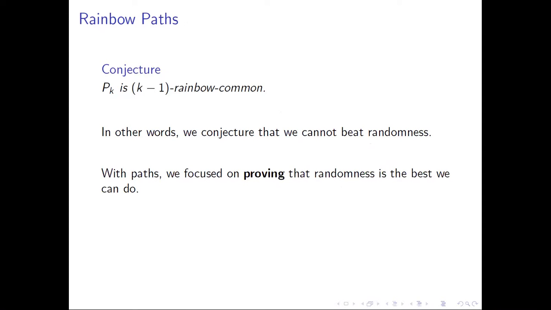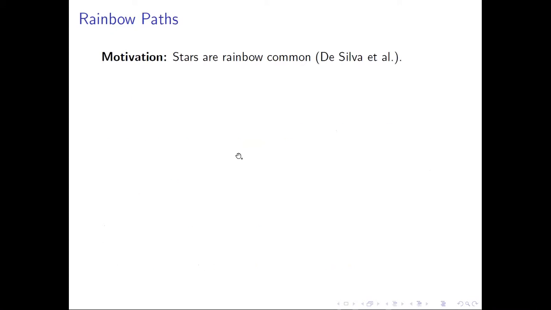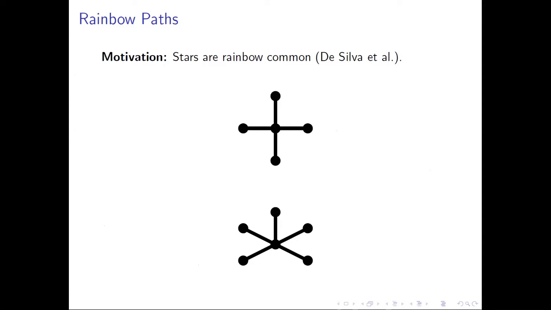We have to prove that for every coloring scheme, that's going to be worse than or equal to what randomness gives us. As a specific case, we tried to prove that P4 is 3 rainbow common, and our justification for that is that De Silva proved that stars are rainbow common. So those are what stars look like right there, where you have a central vertex and a bunch of vertex offshoots.